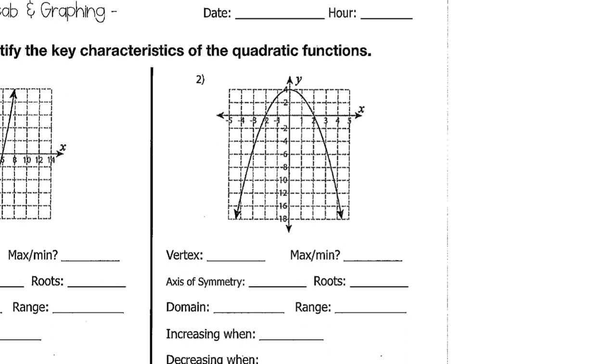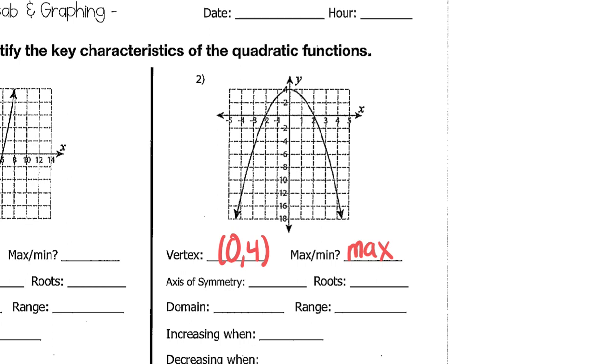So the vertex of this parabola on number 2 on the first page, be careful because the scale is a little bit tricky here. We're not going by 1s on the y-axis, we're going by 2s. If you look at the actual coordinates of the vertex, it is (0, 4). So write the coordinates there. It says, is it a max or a min? Anytime that the parabola opens down, the vertex is on the top, so we want to say it's a max.